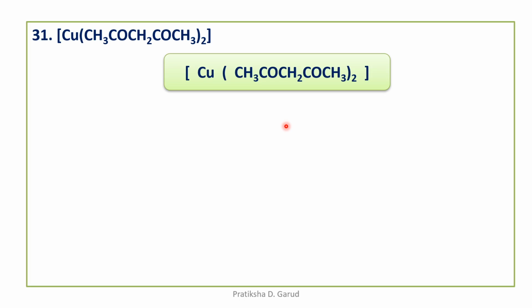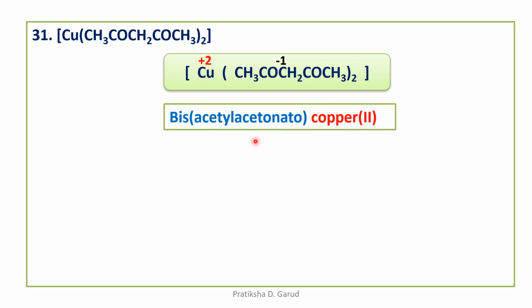Right. So it is a negative ligand, therefore it has the charge minus 1. As there are 2, we have the total charge minus 2, and hence copper should have the charge plus 2. Therefore the name is bis(acetylacetonato)copper(II).